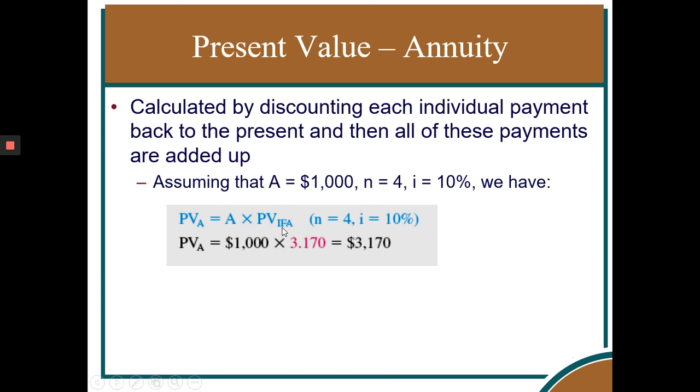Instead of future value annuity, now you have present value annuity equals annuity times PVIFA, because it's the present value annuity interest factor. So now you need to look for the present value annuity table, and you look for n equals 4, i equals 10%, and you'll be getting 3.17. So 1,000 times 3.17, you'll be getting 3,170. So what does it mean? Even though you invest 1,000 in year 1, year 2, year 3, year 4, that is worth only 3,170 today. That is the value today.